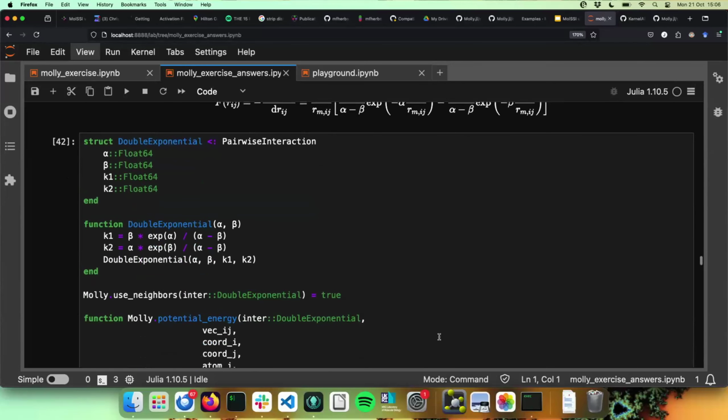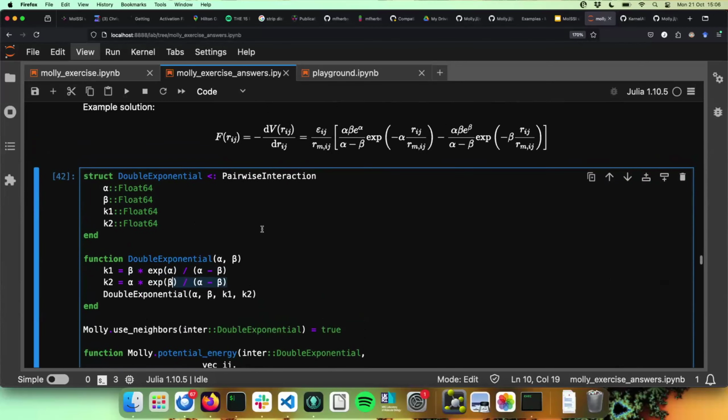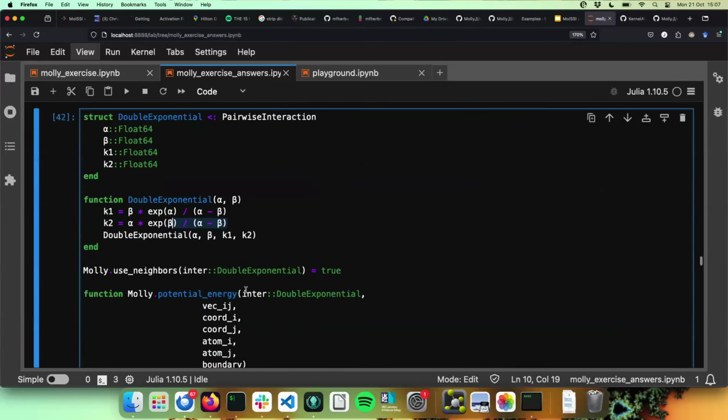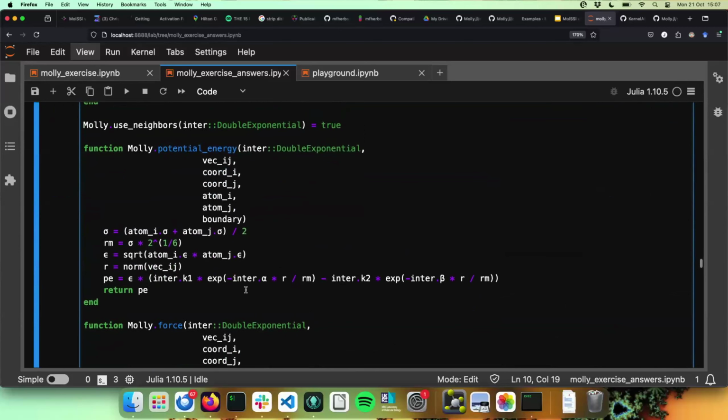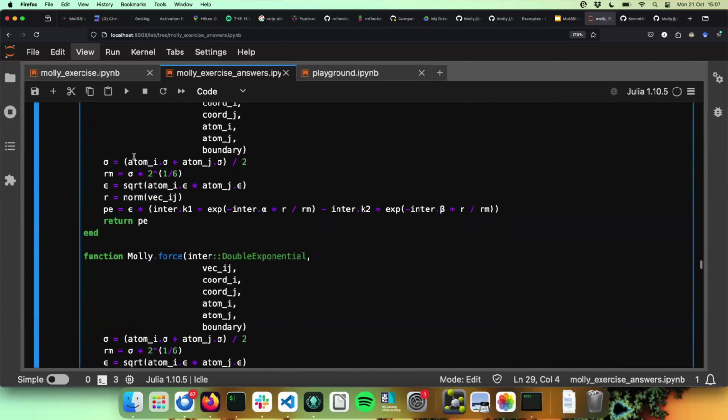And then we want to write a custom interaction. So in this case, we want to define a subtype of pairwise interaction, storing alpha and beta. And here I'm also storing the prefactors. You don't have to do that, but these terms here up front will always be the same, so you can pre-compute them if you want for speed. And then we write the potential function and the force function.